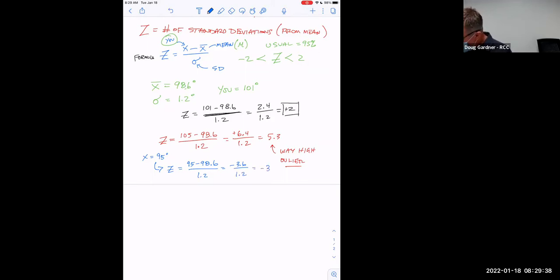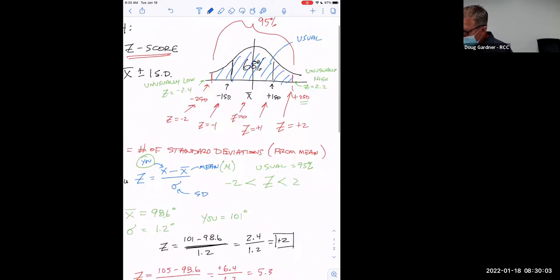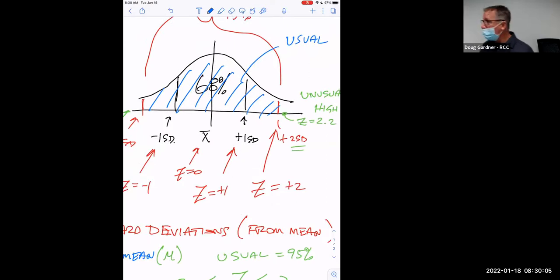Whoa, we are -3. What does this mean? 3 standard deviations below the mean, because of the negative. You've got to understand what a z-score is. What does that tell you then if you're the doctor or the ski patroller? You're not inside that usual range. This is not just low. This is unusually low.